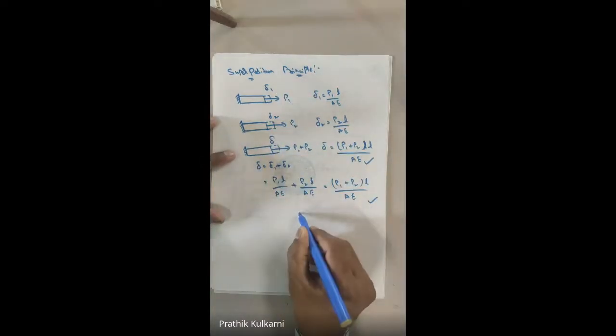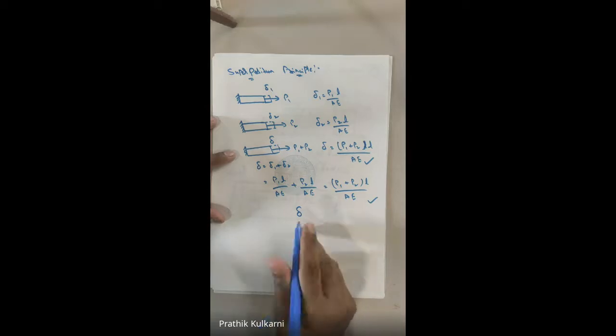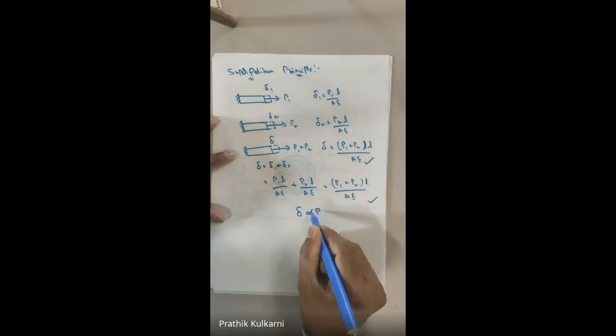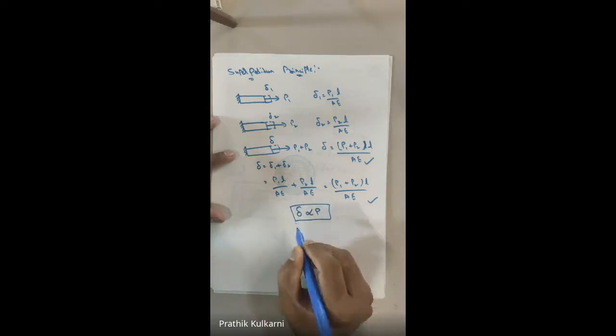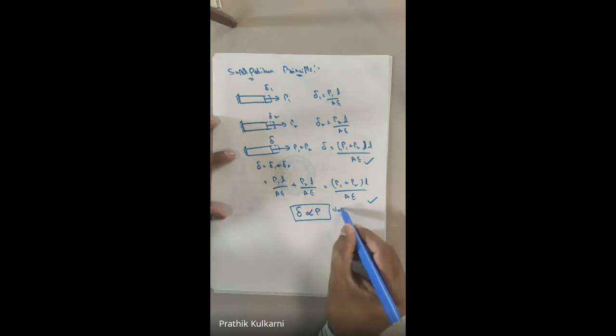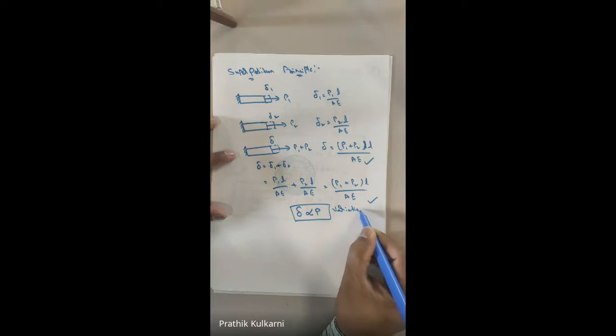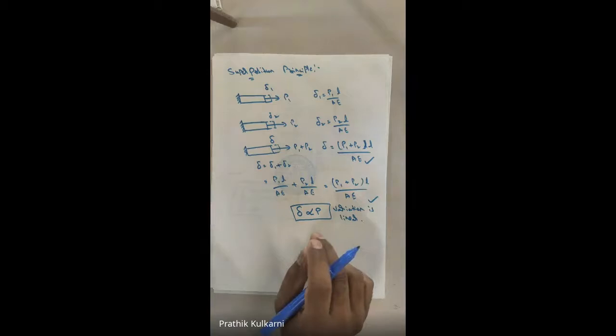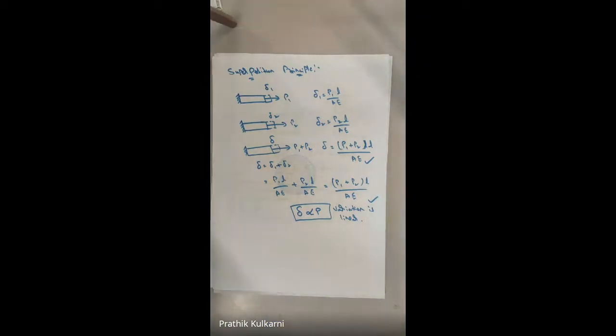This is because the deformation is directly proportional to P, so the variation is linear. Here the variation is linear. That is the reason we can tell that whatever we have applied and derived, we have got the same answer. Yes or no? We have got the same answer.